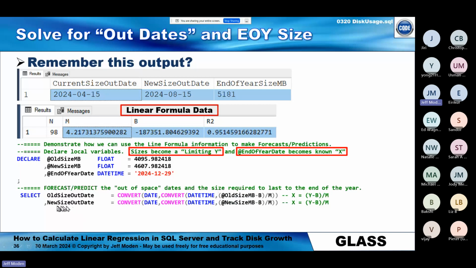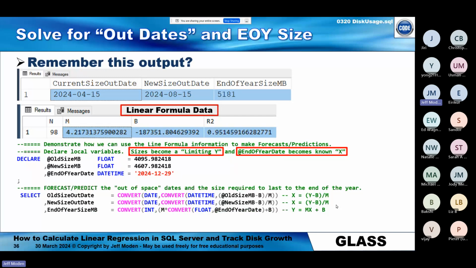Also, we can do the same thing for our new size. We want to know when the lines are going to cross, which indicates the date that we're going to run out of room for the new size. Again, we have our new size as this y in the y minus b divided by m formula. And we convert that answer to a date time and then convert that to a date, and that will give us the actual dates. And we'll talk more about date time here in just a minute.